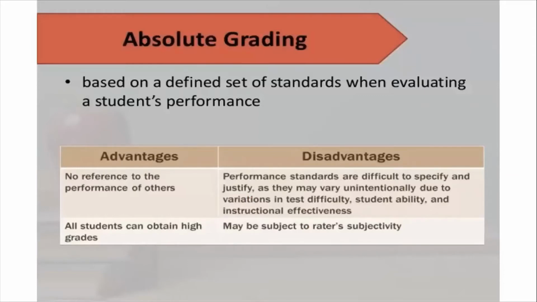Absolute grading is based on a defined set of standards when evaluating a student's performance. Usually, its advantage is that it has no reference to the performance of others, and all students can obtain high grades. But some disadvantages of it: performance standards are difficult to specify and justify, as they may vary unintentionally due to variations in test difficulty, student ability, and instructional effectiveness, and may be subject to raters' subjectivity.